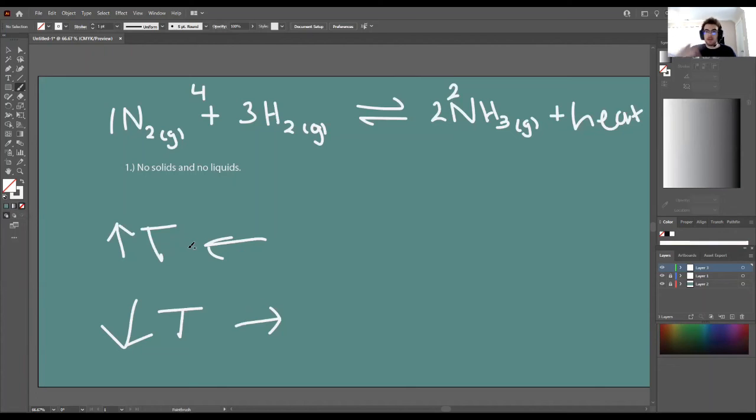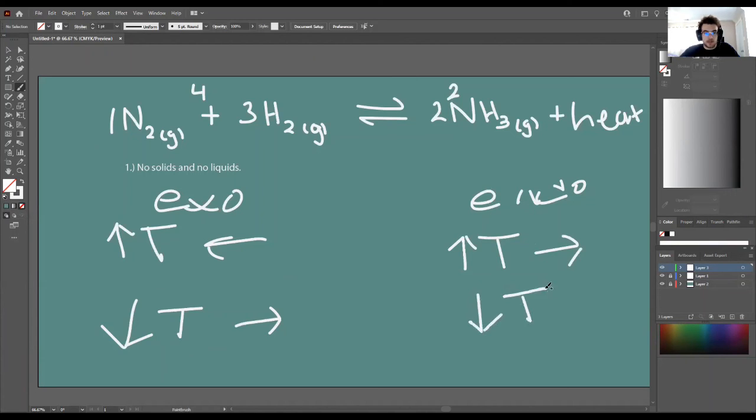And then endothermic is just flipped. So that was for an exothermic reaction, and for an endothermic reaction, if you increase the temperature, it will shift right, and if you decrease the temperature, it will shift left.